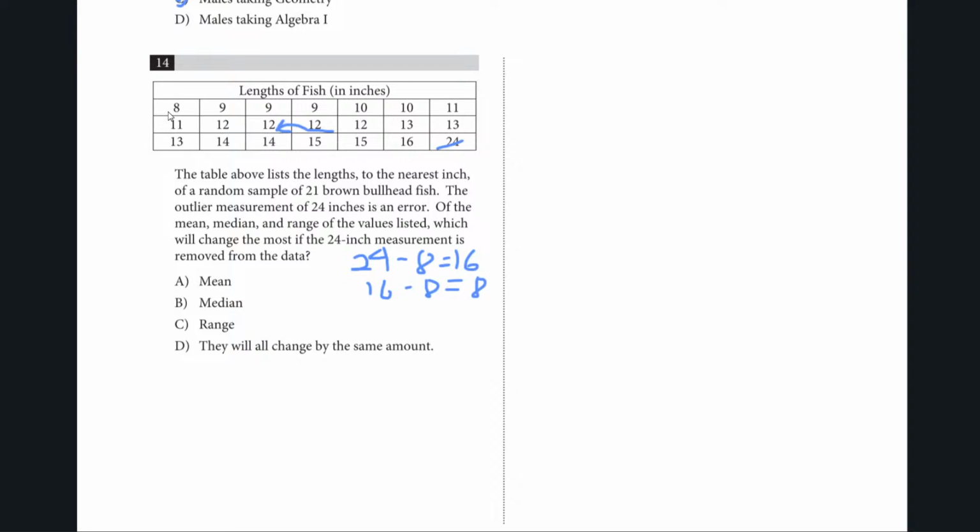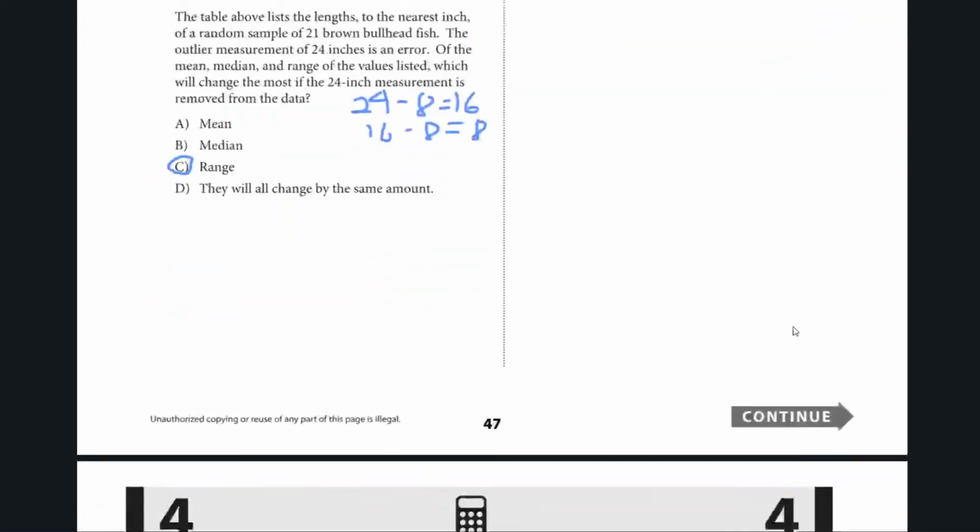The mean is probably just going to be like 14 with the 24. Let me see. 8 plus 16, 24. Yeah, it's going to be around 14 with the 24, 13 maybe. Removing it is going to decrease it by what, 1 or 2? The answer here is C. You can do the math. I don't think it's worth it.